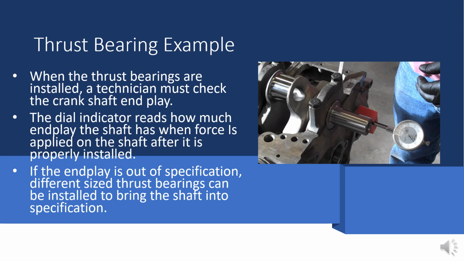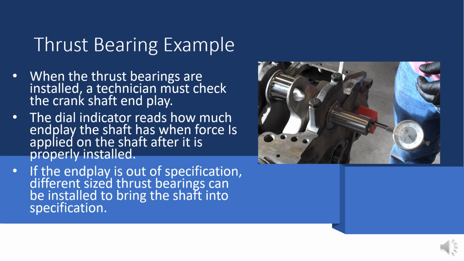As you can see on the right-hand side, he has a dial indicator. That's the gauge right there set up against the snout of the crankshaft. In the upper portion of the picture, you can see a silver bar, and that bar is either a screwdriver or a pry bar, and he is prying on the crankshaft to check the amount of end play. There's a certain specification on how much end play there's allowed to be, and the dial indicator will tell that based on how he has it set up.